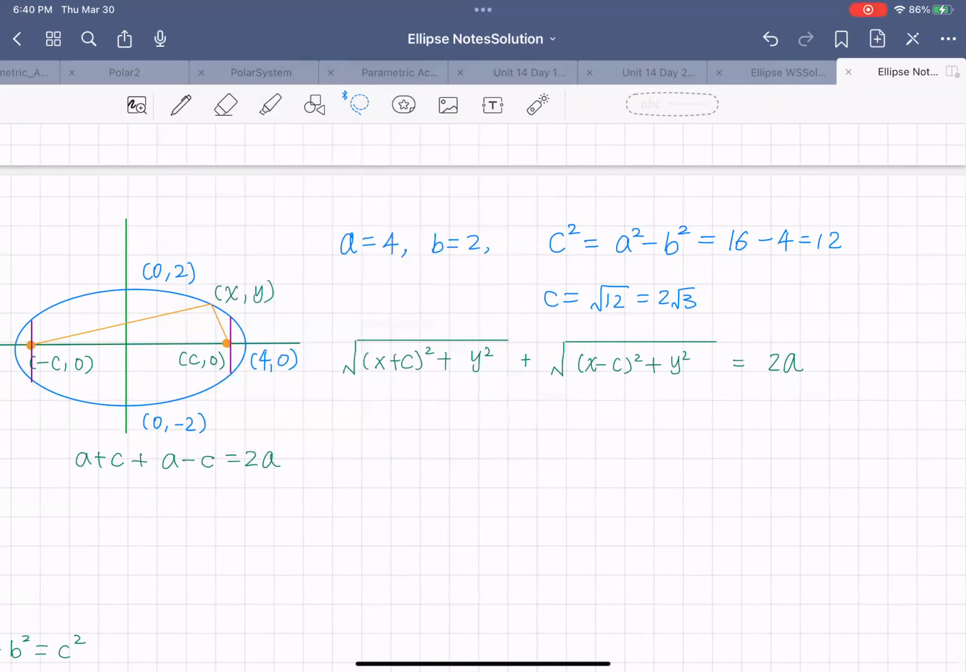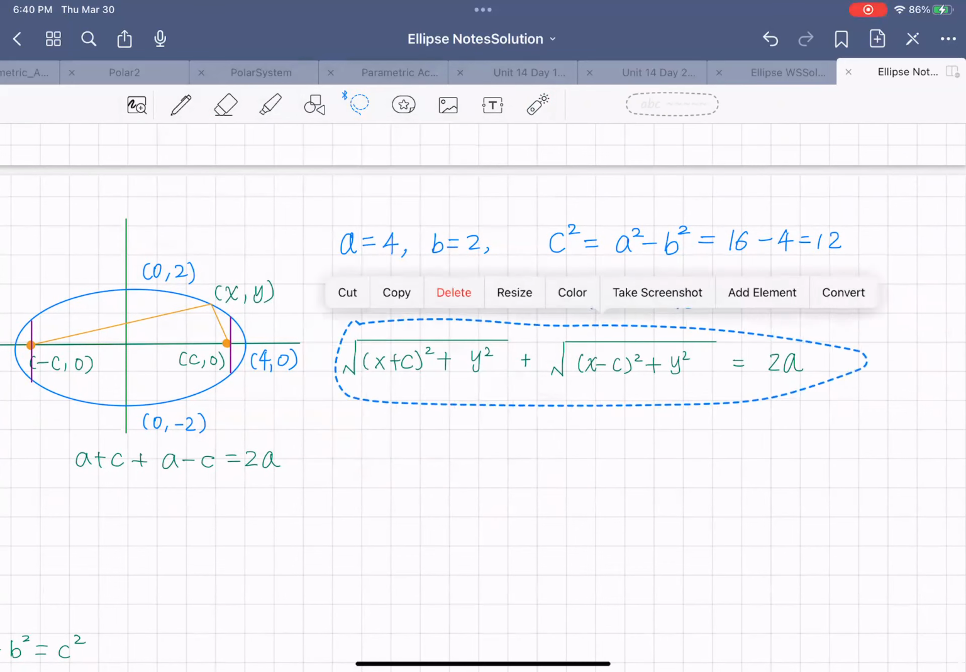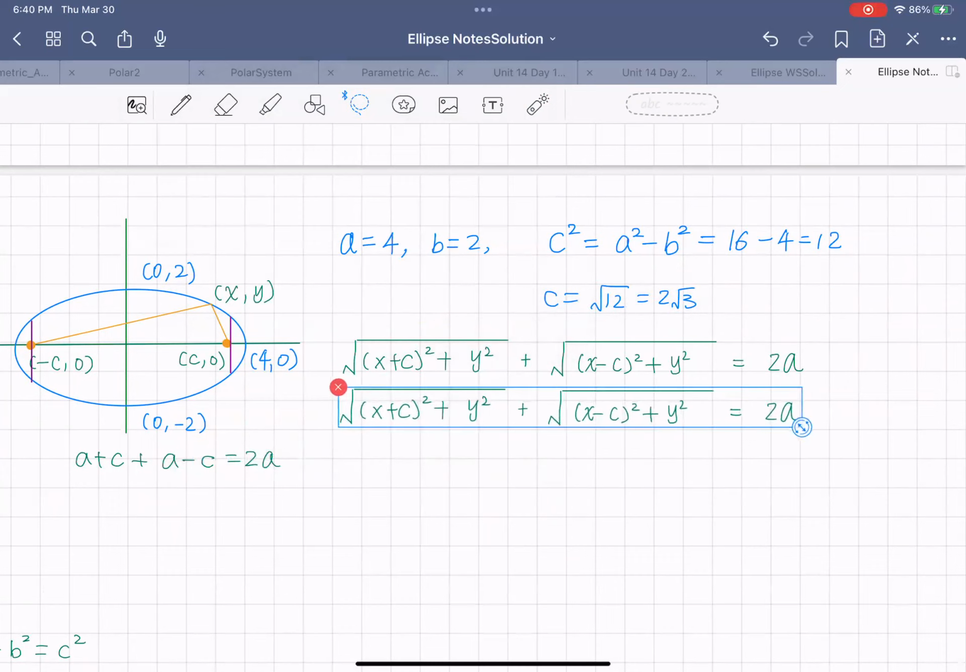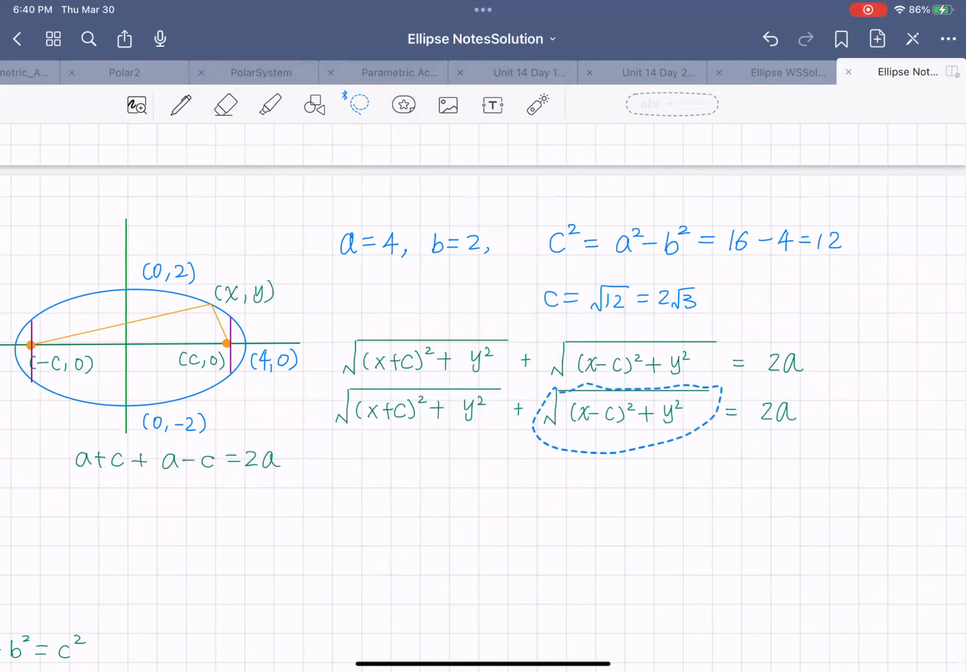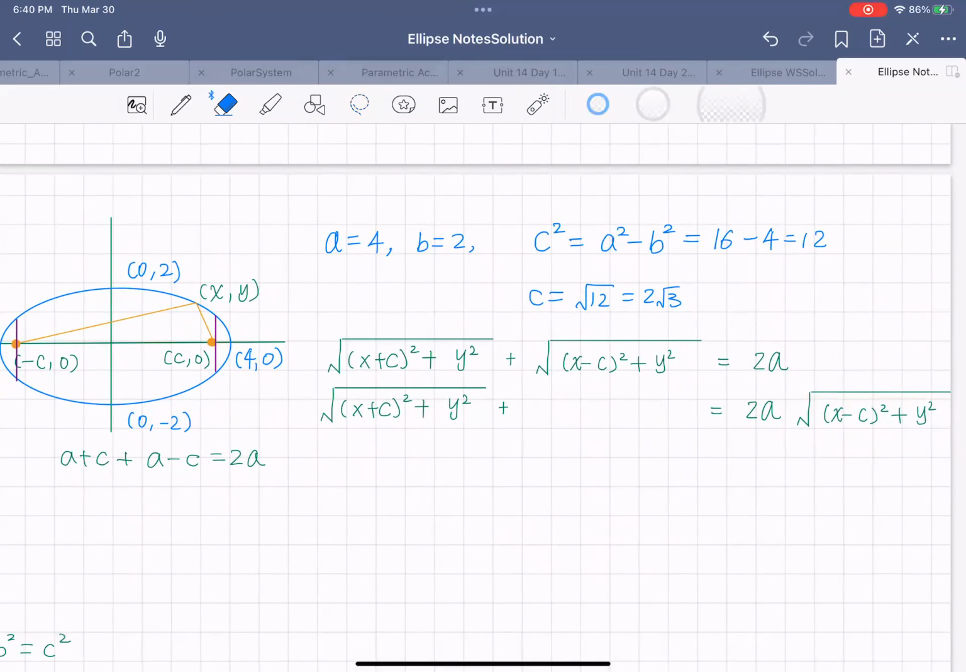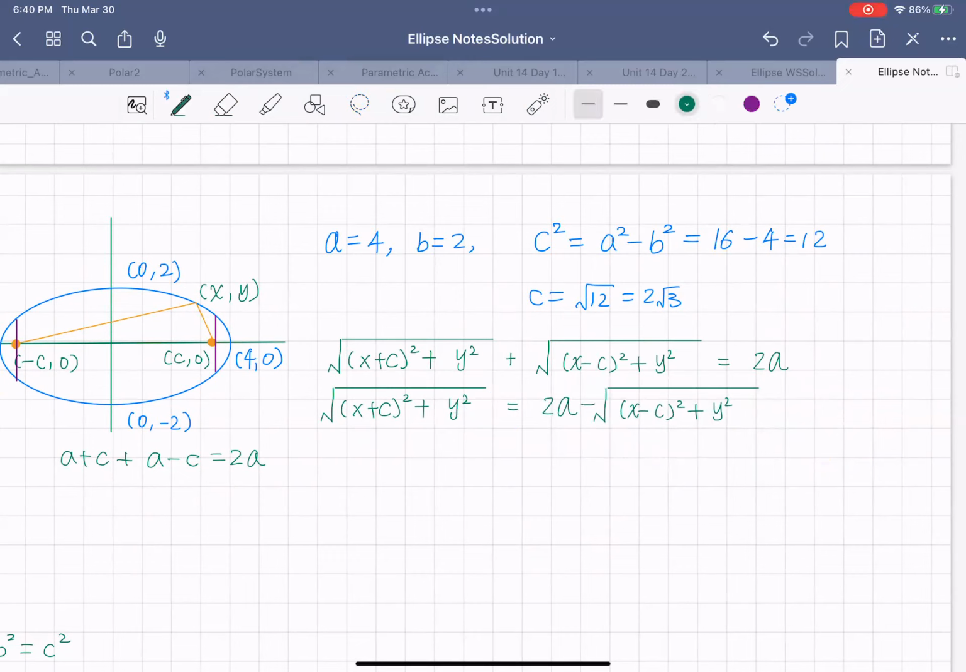Yeah. Okay, so what I'm going to do, I'm going to copy, I'm going to paste. I will move this guy here to the right by a minus. So 2a minus this. So far, so good? Yeah. And next, after I move this to the right, I'm going to square both sides.